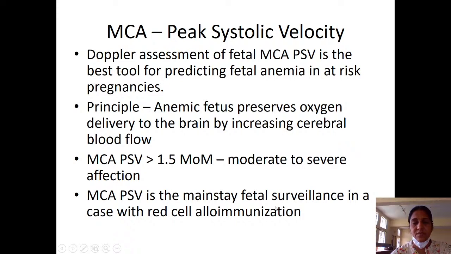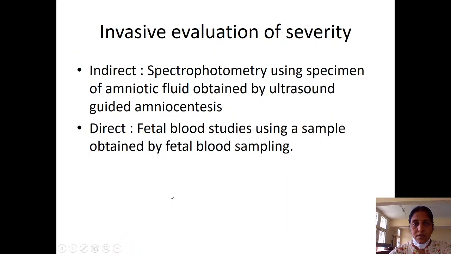This is the mainstay of fetal surveillance in red cell immunization, because it is easy to do and non-invasive. The other methods we can use: ultrasound is non-invasive, but for other methods, we can do invasive evaluation of severity, indirect and direct methods. Here we have to do some invasive method. In the indirect method, what we do is obtain the amniotic fluid by ultrasound guided amniocentesis.